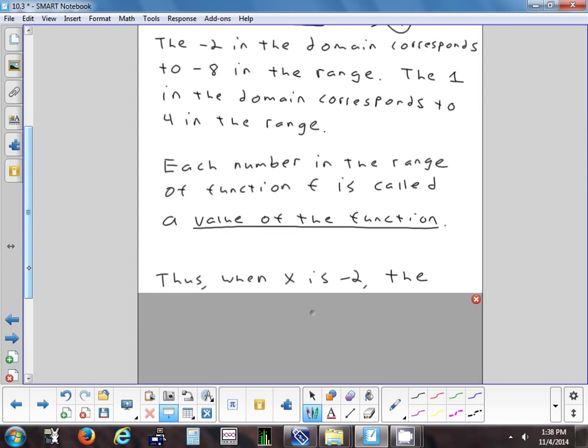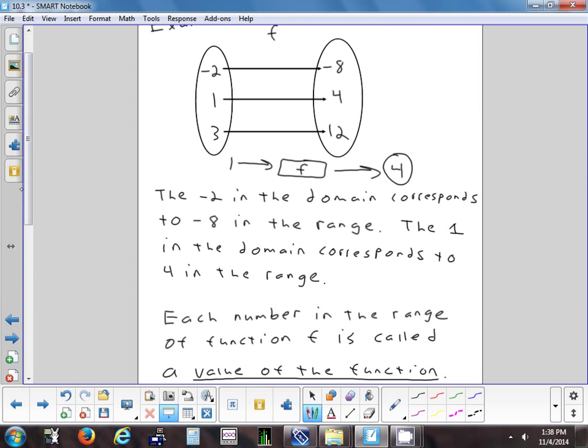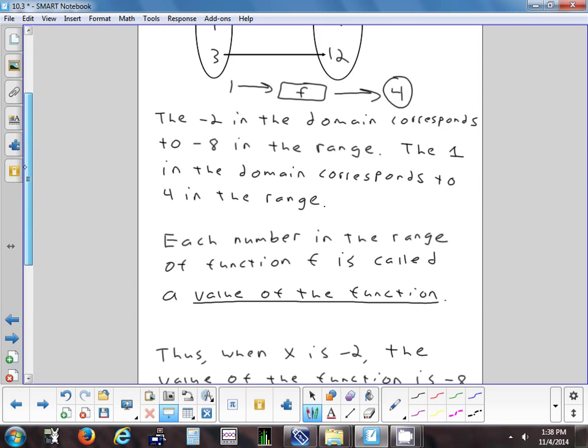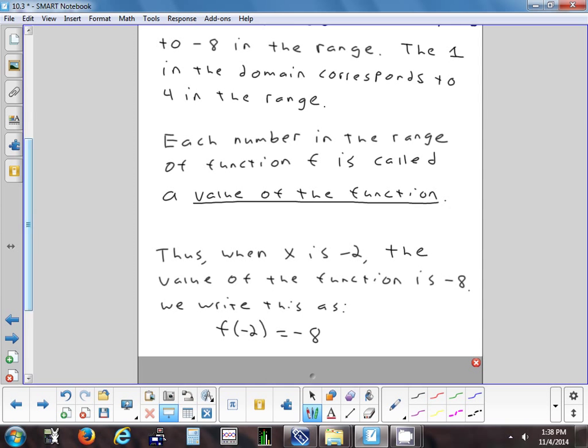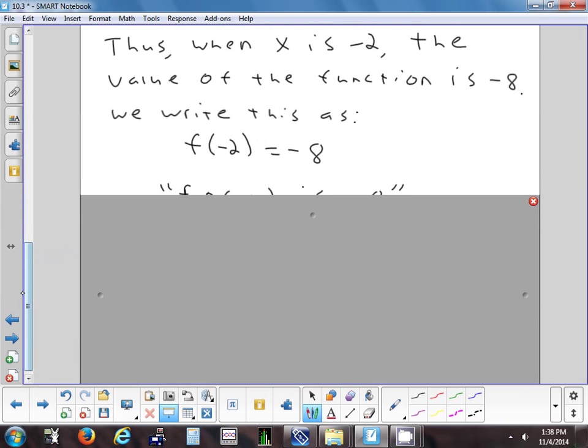All right. So another way we can say that is when x is negative 2, and scroll back up, when x is negative 2, the value of the function is what number? It's negative 8. Good. So if you plug negative 2 into your function, the value that you're going to get out is negative 8. So this is the notation that we use to write that.